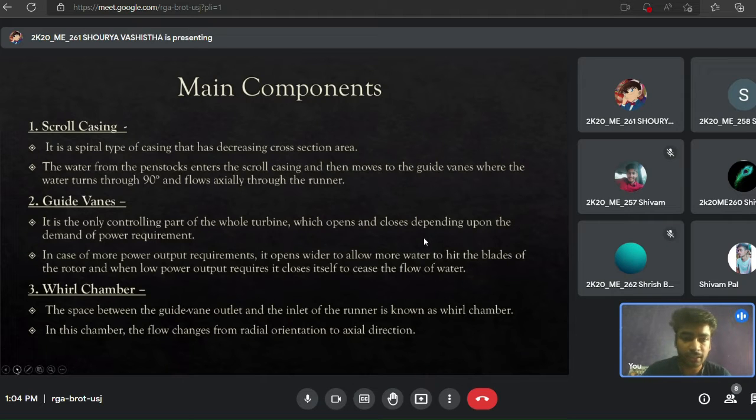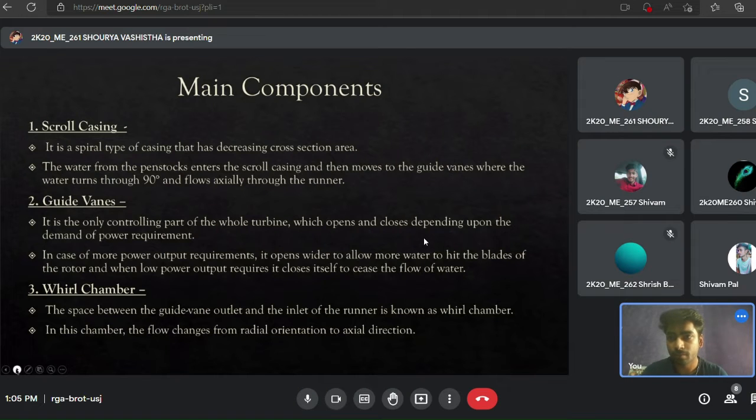The space between the guide vanes outlet and the inlet of the runner is known as the whirl chamber. In this chamber, the flow changes from radial orientation to axial direction. The lower portion of this chamber, that is the immediate vicinity of the blade, is known as the runner chamber.